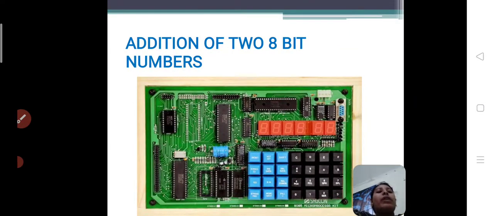So this is the microprocessor kit. This is the 8085 microprocessor kit. Practically we are performing all the operations by using this kit only. So first we have to write the program for addition of two 8-bit numbers.